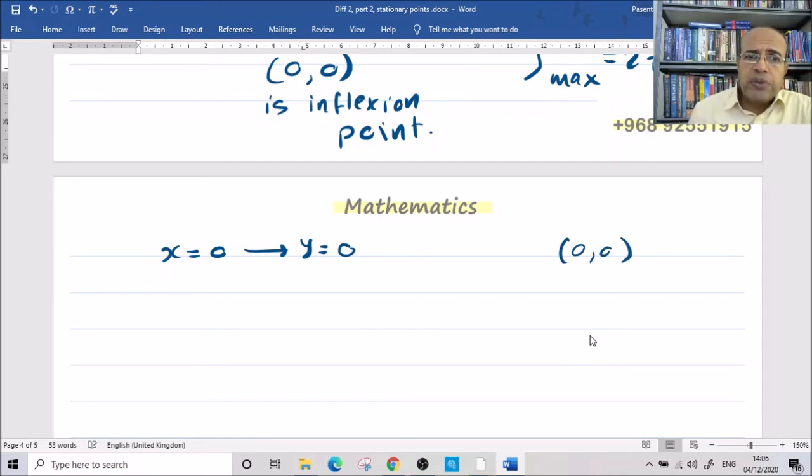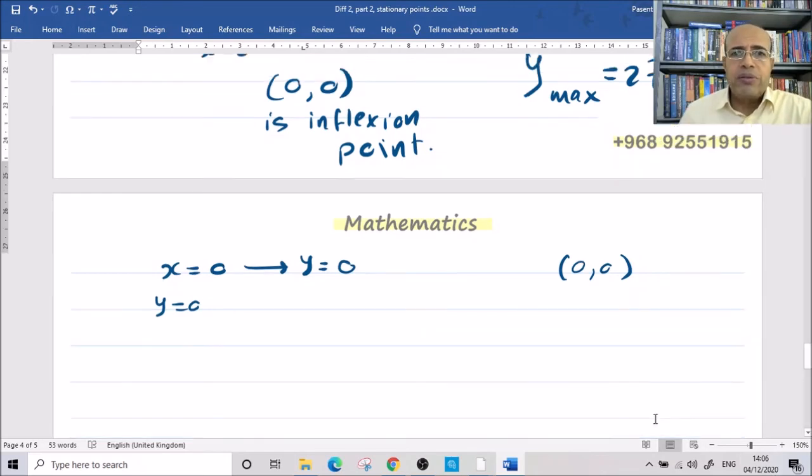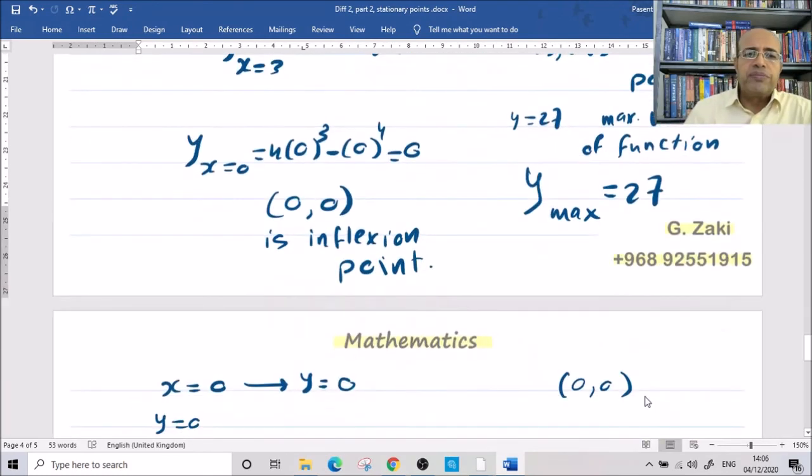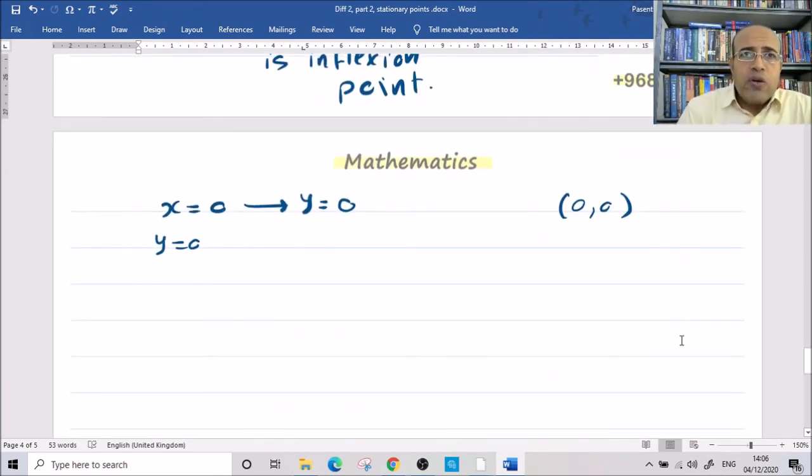The second important step, put y equals 0 to get the point of intersection with the x-axis. When x equals 0, any point on the y-axis has x equals 0, so this is the point of intersection with the y-axis. Now if you put y equals 0, it means the points of intersection with the x-axis.